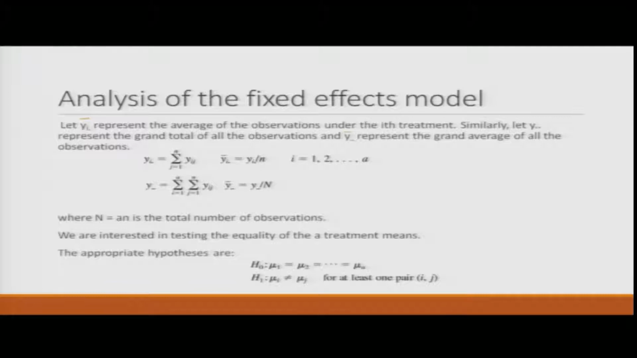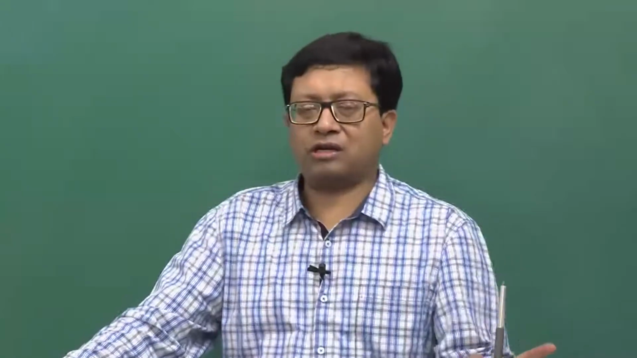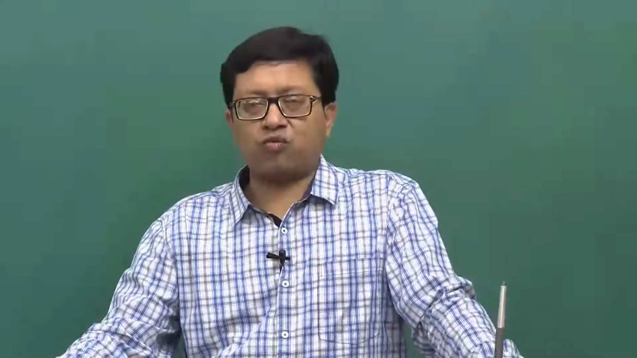We are interested in testing the equality of these treatments. So, the appropriate hypothesis is, under H naught, which is the null hypothesis that we would like to disprove, that all the means are equal, which is mu i's are all equal. Hence, it can be written as mu 1 is equal to mu 2 is equal to mu 3 till mu a, with respect to the alternate hypothesis that at least one pair is not equal.